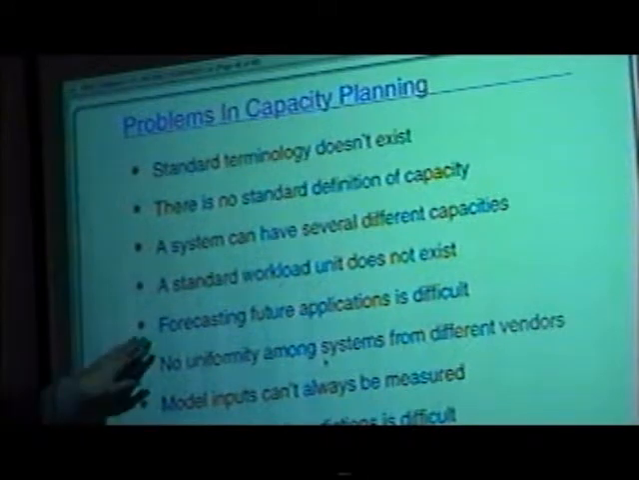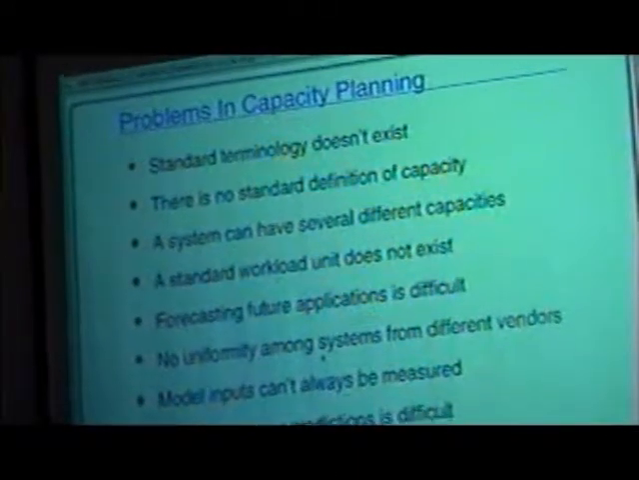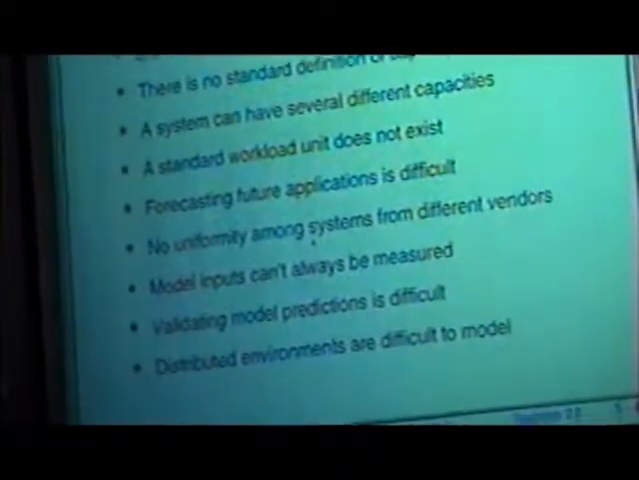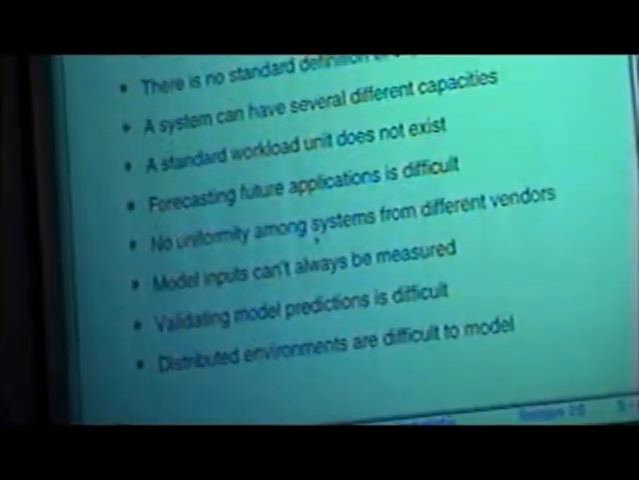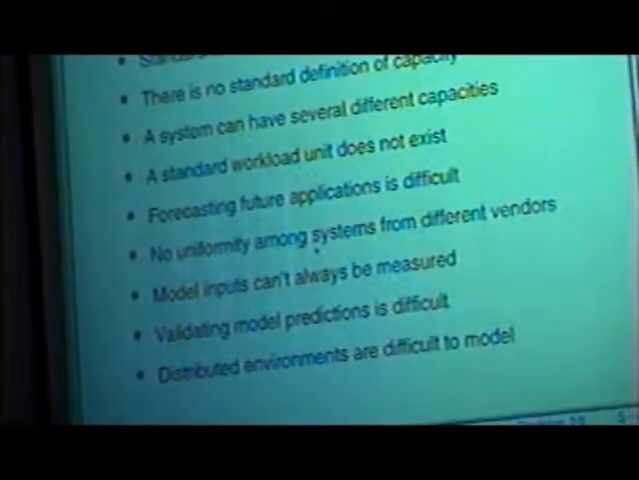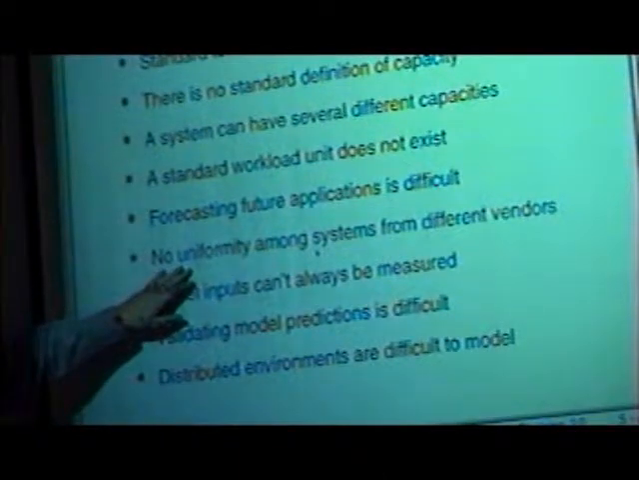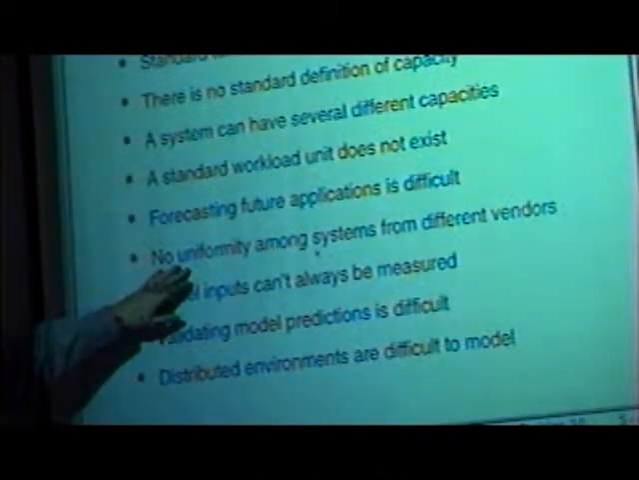There's also forecasting future applications is difficult. Ford, for example, has to ask their user community, you've got a new car design coming up, so I better plan on that particular project. So you have to be tied into your user groups. There's no uniformity among systems from different vendors. IRIX and Linux from SGI are both Unix-based systems, but the numbers are different.